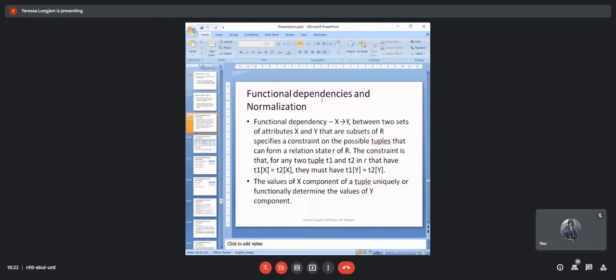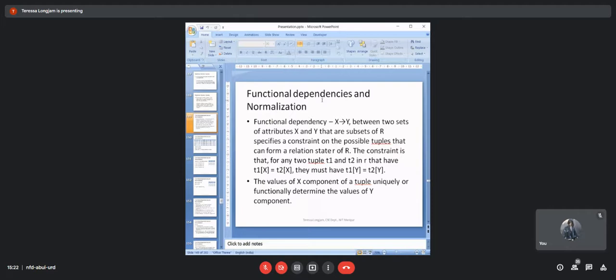Here is a formal definition of functional dependency. I will just read it out, and after that, I will explain. So functional dependency is represented like this. X is a set of attributes and Y is also a set of attributes.